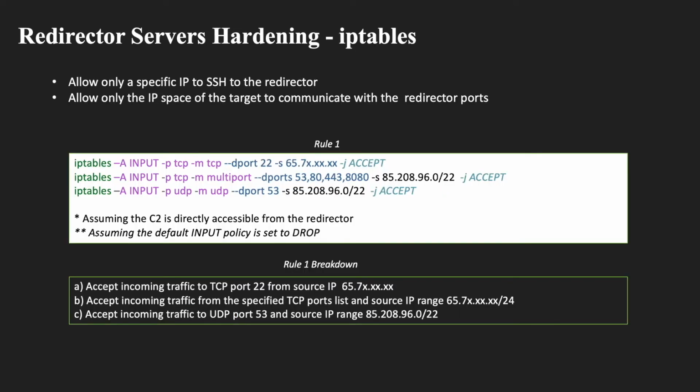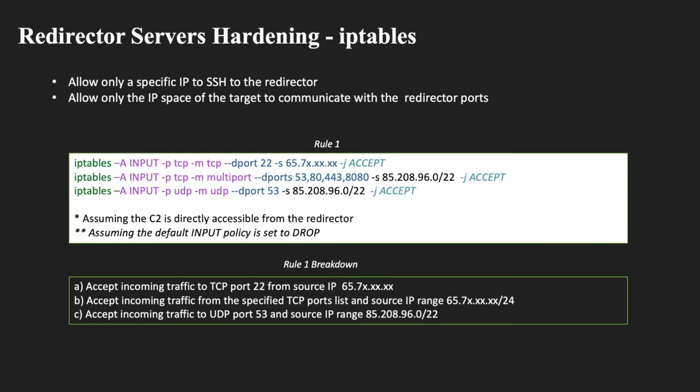We can harden our infrastructure even more using iptables, for example, where we know that only our command and control server is supposed to be connecting to the redirector via SSH. Since we know these parameters, we can have a rule specifying that for port 22, we want to accept traffic only from a specific IP, which can be mentioned in the rule.